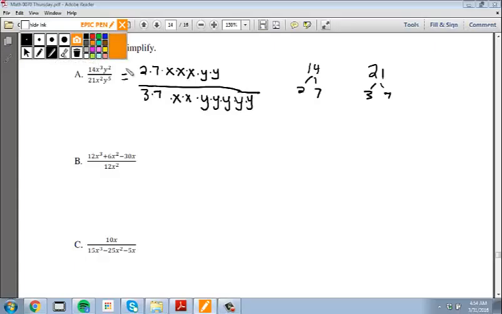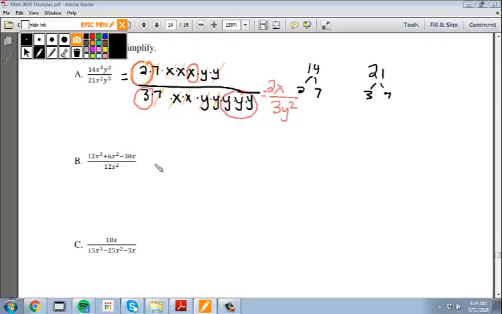So can any of the common factors cancel? Yes, a 7, an x, a y. So what are we left with? We're left with an x. Maybe I should do a darker color. An x and a 2 in the numerator, and a 3 and 3 y's in the denominator. So that will give us 2x over 3y squared. Again, if you can do all of this without writing it out, more power to ya.